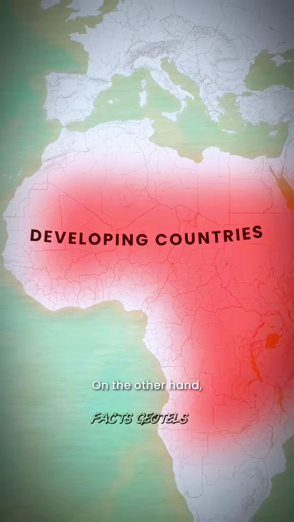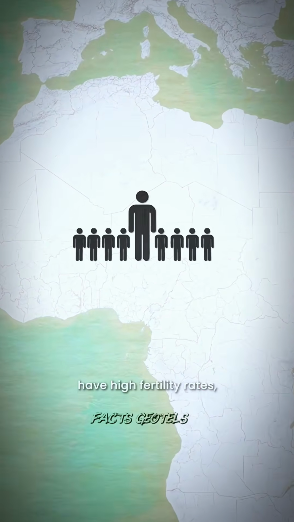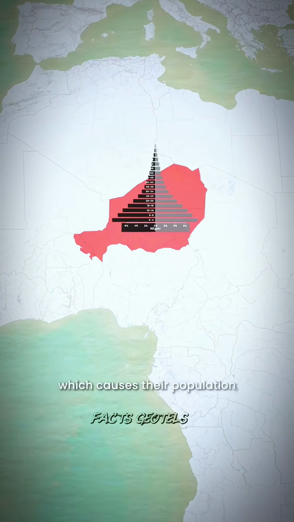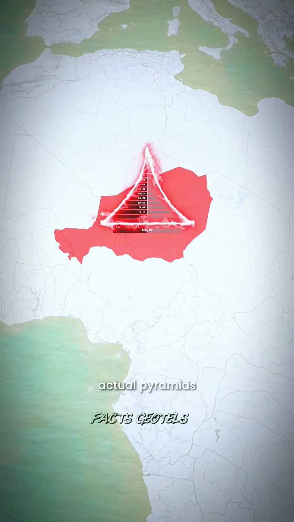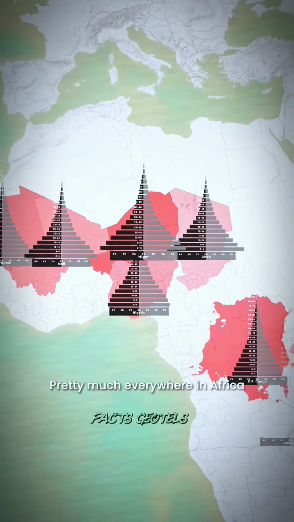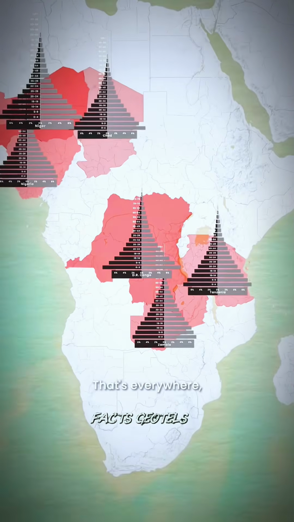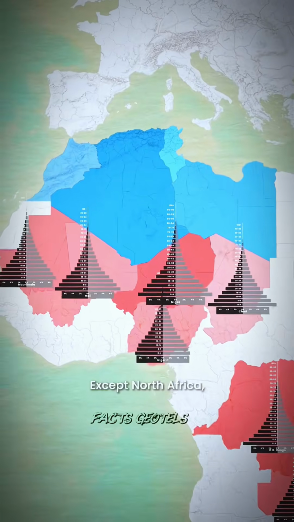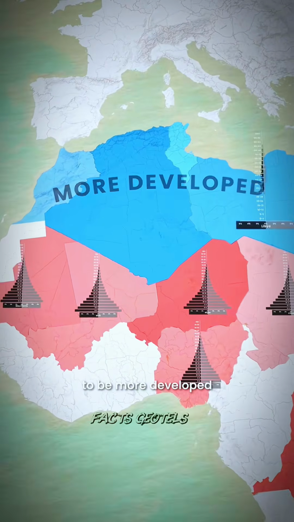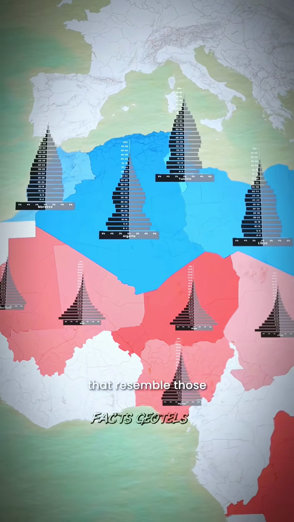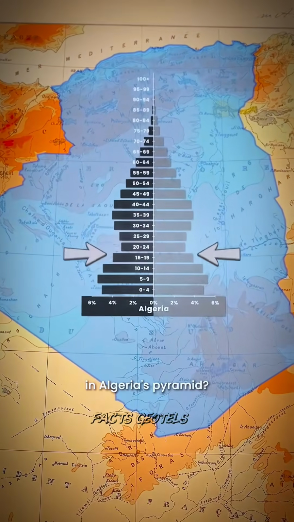On the other hand, developing countries often have high fertility rates, which causes their population pyramids to look like actual pyramids. Pretty much everywhere in Africa, you'll see pyramids where the width increases as age decreases. That's everywhere, except North Africa, which is generally considered to be more developed, and thus has pyramids that resemble those of nearby European countries. But wait, what is this little divot in Algeria's pyramid?